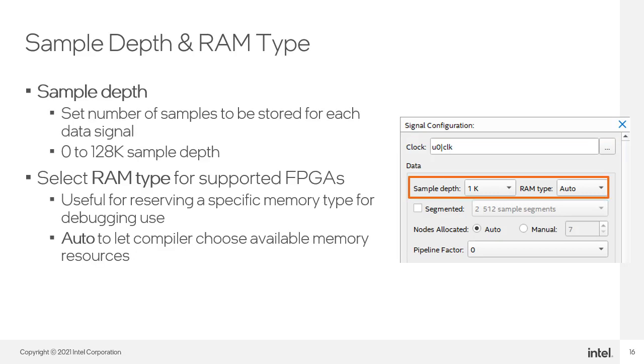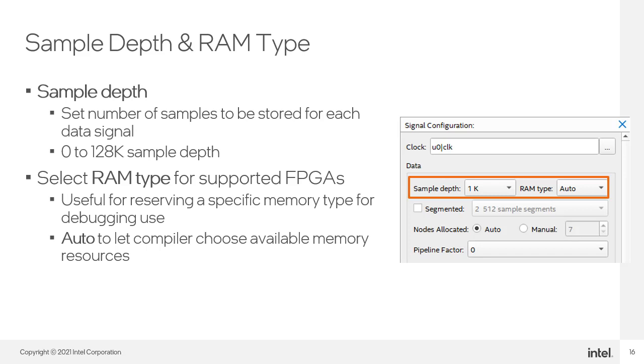The ELA provides several options for how the memory buffer for a given instance is configured. The sample depth setting determines how many samples should be captured for each tapped signal. As mentioned earlier, this value can be set to a maximum of 128K samples. However, setting a high value for the sample depth can quickly use up available memory resources. Check the resource usage estimator in the Instance Manager, if supported in your version of the Intel Quartus Prime software, to make sure this doesn't happen.